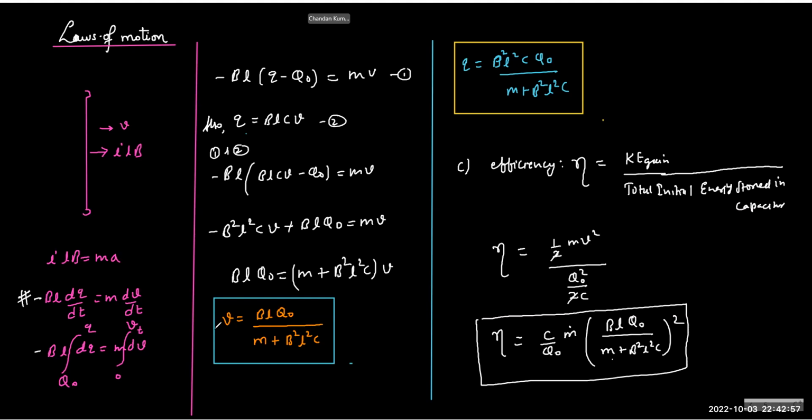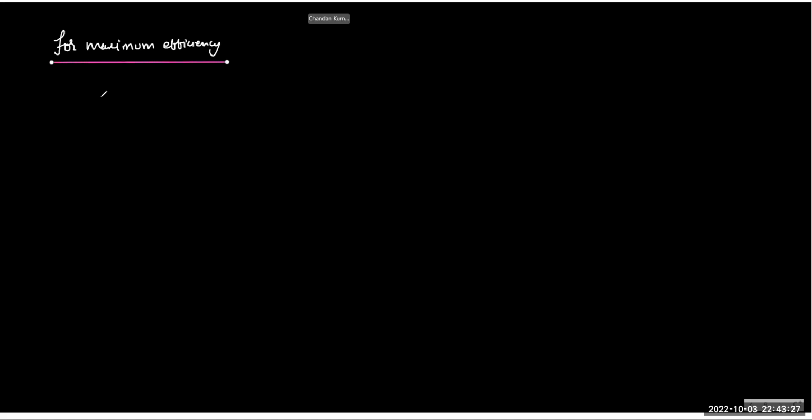So d eta by dm must be 0, right? You can write like this. For maximum efficiency, d eta by dm equals zero, so do the differentiation and get the answer.